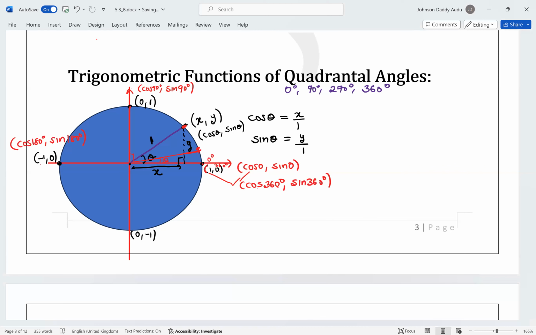and sine 180 is 0. So when we are here, if you get to this point, what do we have here? This is cosine.